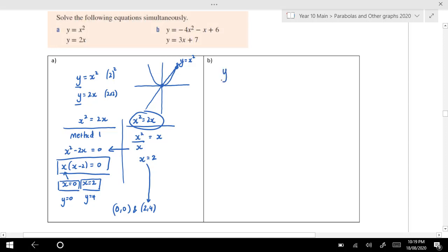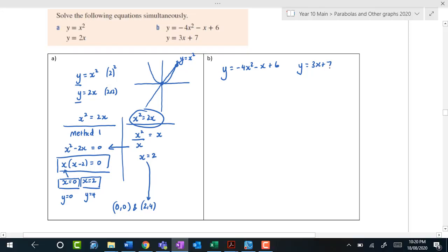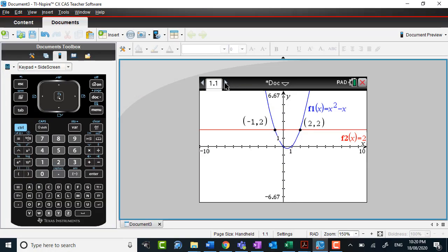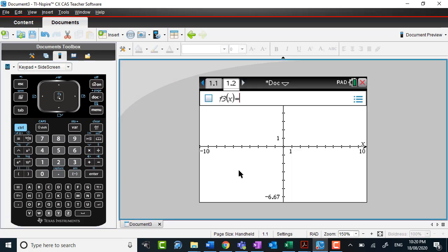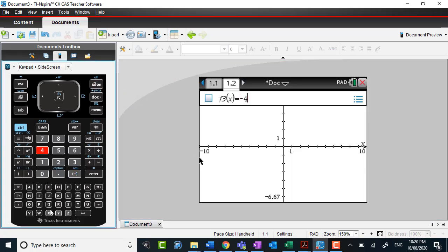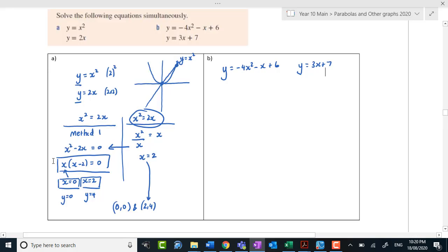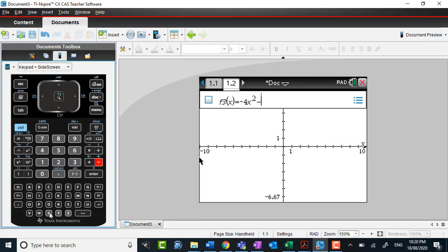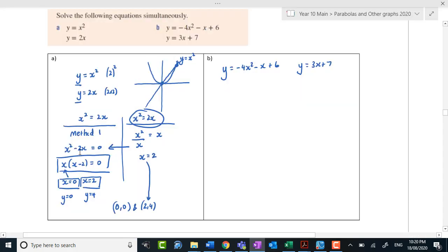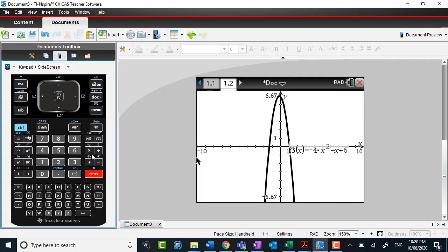So I've got y is equal to minus 4x squared minus x plus 6, and the other one is y is equal to 3x plus 7. First of all, let's sketch this in a calculator. I think that's probably the most important thing, so let's go ahead and do it. We've got to get good with our calculator. Minus 4x squared minus x, and what was it, plus 6. And then we've got the graph of 3x plus 7. So we're going to press the tab key, 3x plus 7.